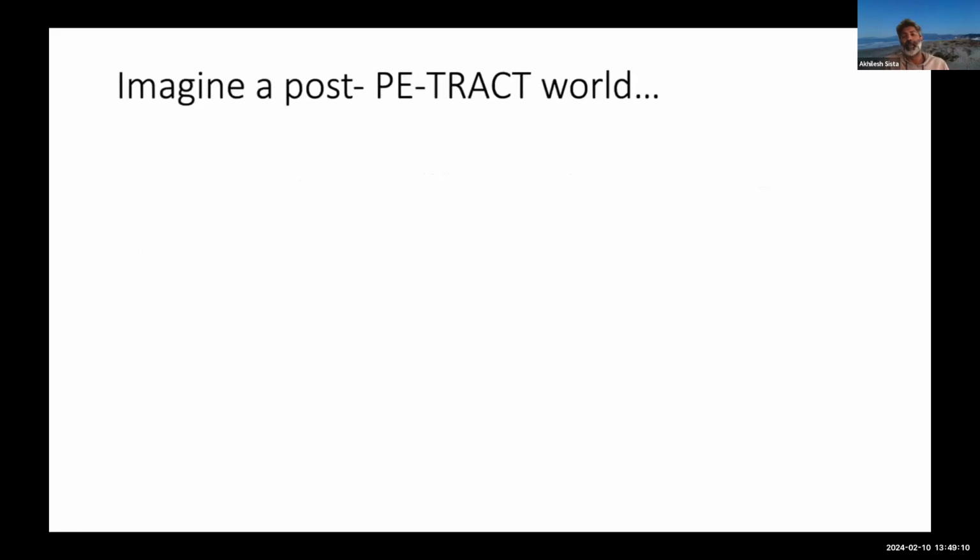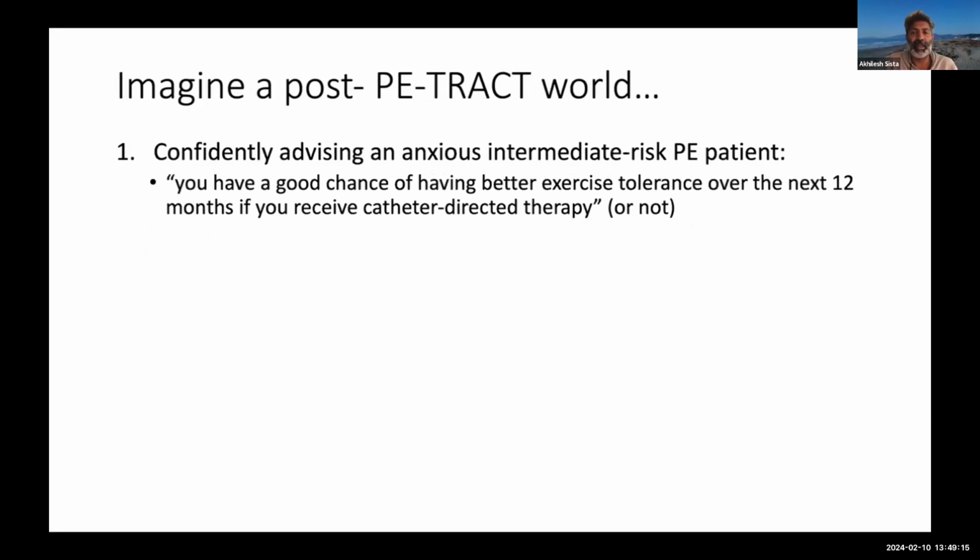Take you on a little bit of an imagination tour. So, the first thing is that there's a lot of uncertainty when we approach an intermediate risk PE patient. We're saying, well, we could make you better faster. We could improve your exercise tolerance, but we don't really know that because we don't have level 1 data. We don't have randomized data to tell us that the guidelines should say this or that. But imagine at the end of this trial being able to say, you have a good chance, your demographic, of having better exercise tolerance if we go forward with this procedure or not, frankly.